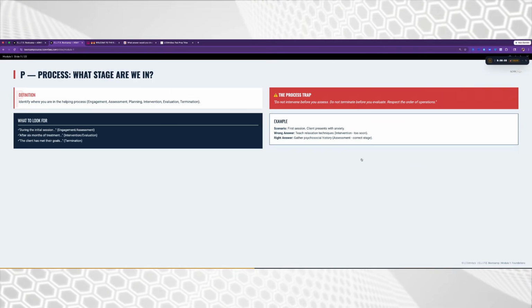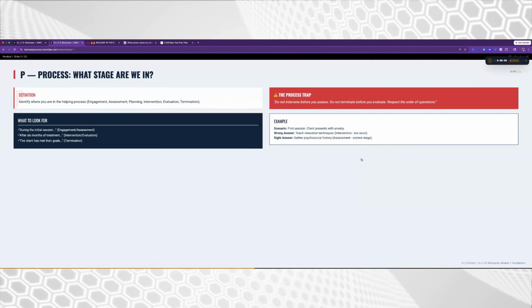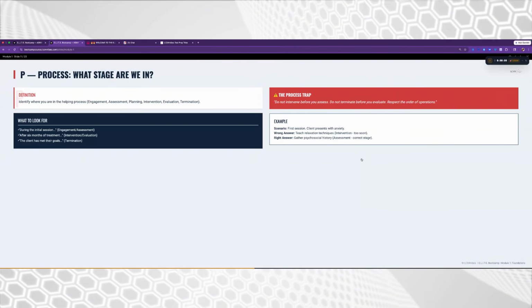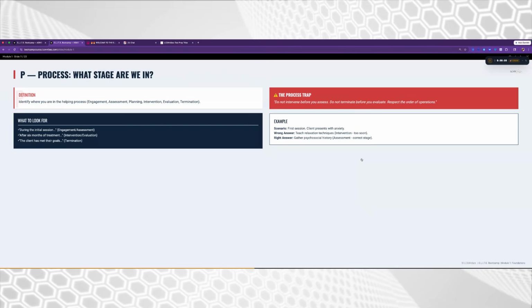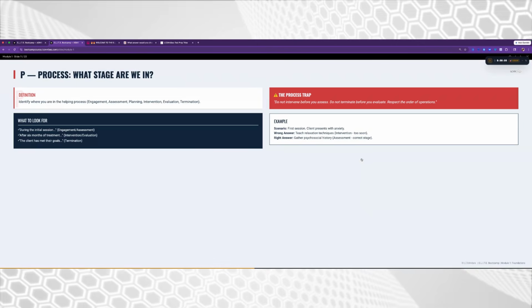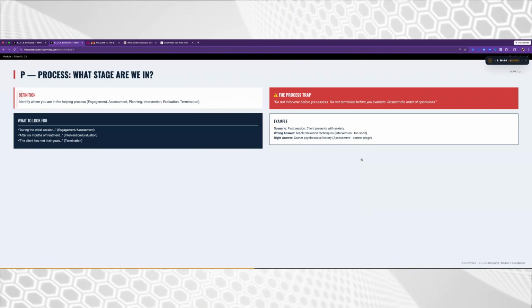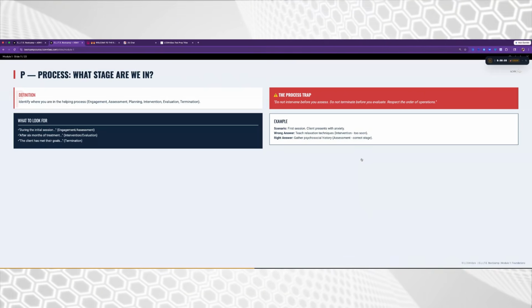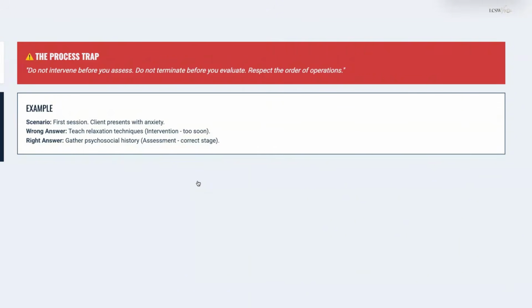If you're looking for something that says during the initial session, or the social worker has been working with this client for the last 6 months, or the social worker has helped the client meet all their goals, they're pretty much telling you where you are in that social work stage. But sometimes we're so tricked up on the question and reading everything and all the fluff and trying to dissect the meat that we miss the little things. These are the little things that are mentioned right there in those questions that we need to be aware of. So a process trap is: you do not intervene before you assess.